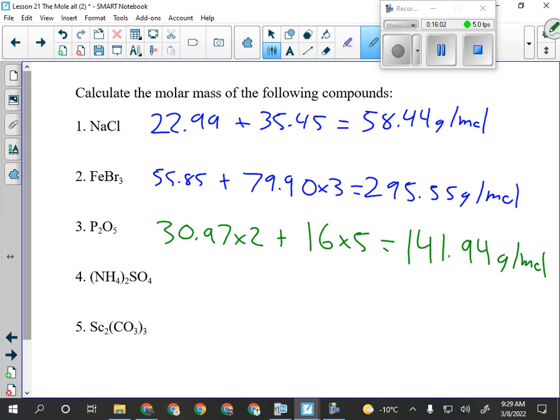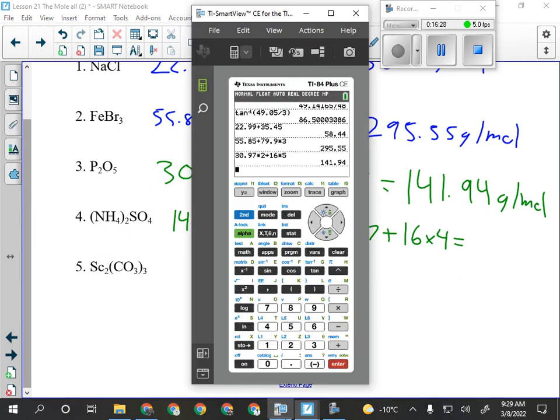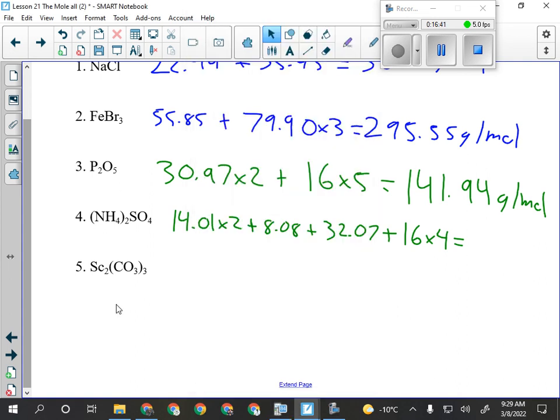Okay, so number 4 is a bit tricky because we got again a polyatomic ion here, but we did one like this previously, right? So there's 2 nitrogens in here, so we're going to have 14.01 times 2 plus 8 hydrogens, so 8.08, plus 1 sulfur, and 4 oxygens. Okay, so 28.02 plus 8.08 plus 32.07 plus 16 times 4, 132.17 grams per mole.